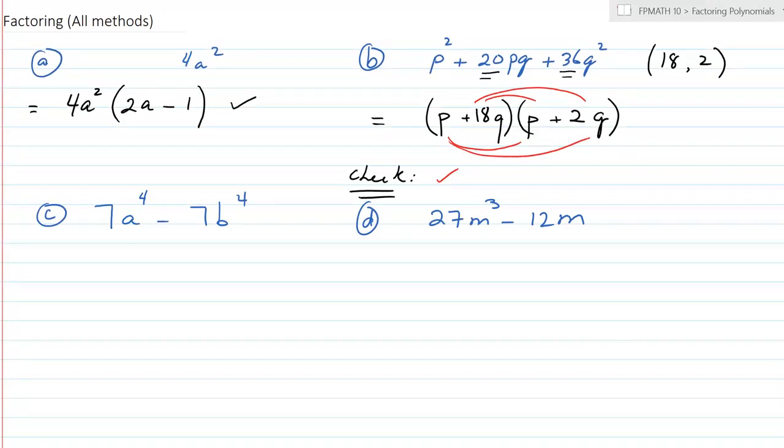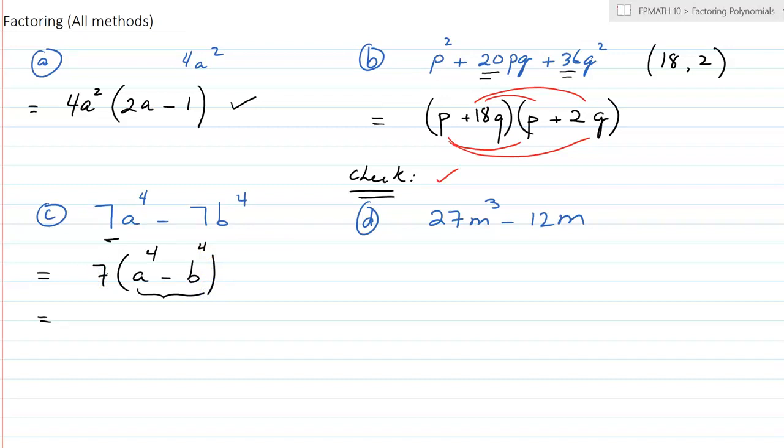Let's go through that. First things first, check for GCF. We got 7 and 7. That's the only GCF we have. Let's take that out. 7 is out. You get a to the 4 minus b to the 4. I don't know what happened to the 7; it disappeared for a moment. Okay, and now you look at the inside of the bracket. Now this is a tricky one. Apologies, I don't know what's happening. Here we go. 7 is outside.